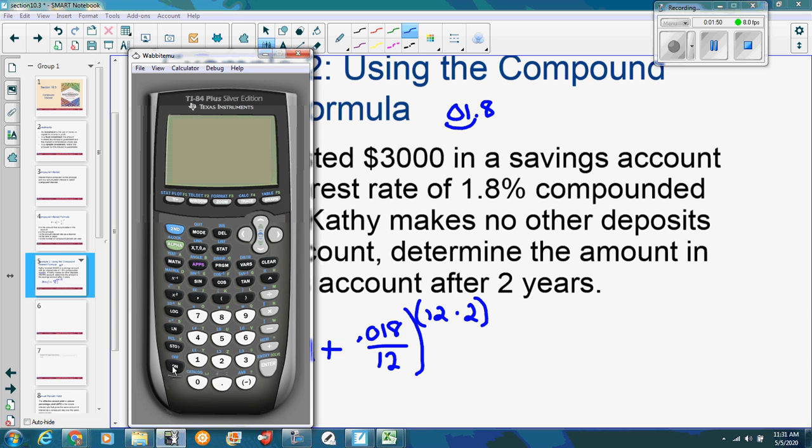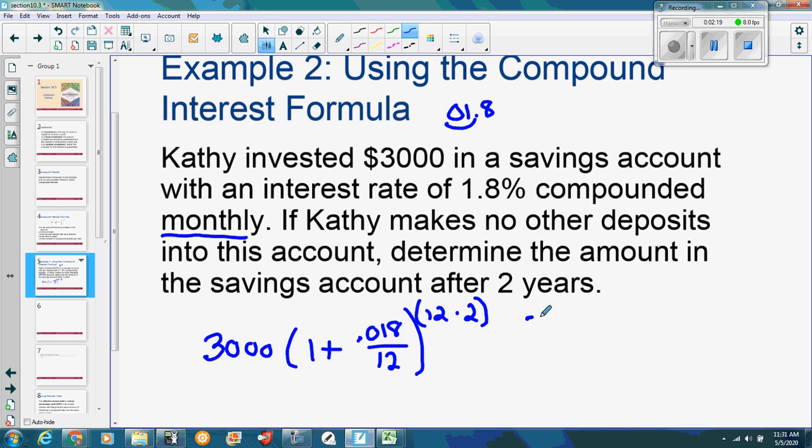So the way I would do that in my calculator is this. I would put in 1 plus 0.018 divided by 12, gets what's in the parentheses, raised to the, I have to go to my calculator for that, 12 times 2 is 24. Now, when I'm all done, I'm going to take that number and multiply it by 3,000. I saved that number for the end. So there's my answer. My answer is $3,109.88.